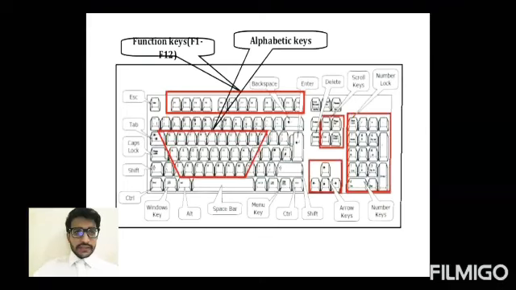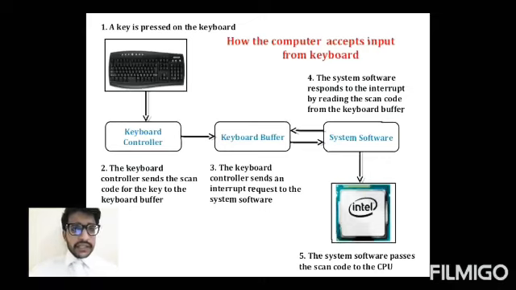Punctuation keys and alphabetical keys graphs. A key is a press on the keyboard. How the computer accepts input from a keyboard: the keyboard controller sends a scan code for a key to the keyboard buffer, and the keyboard buffer sends it to the computer. The keyboard controller sends an interrupt request to the system software. The system software processes the scan code and the CPU.